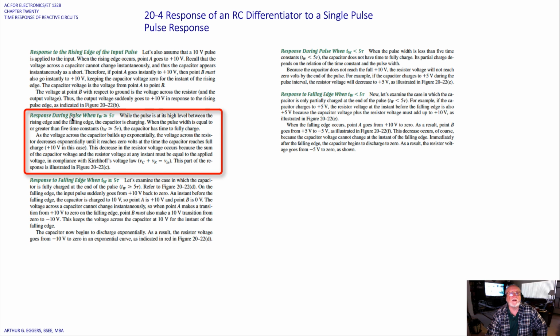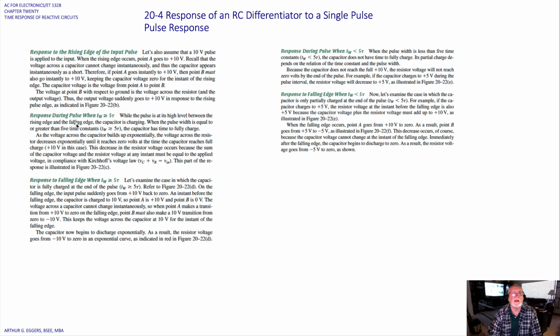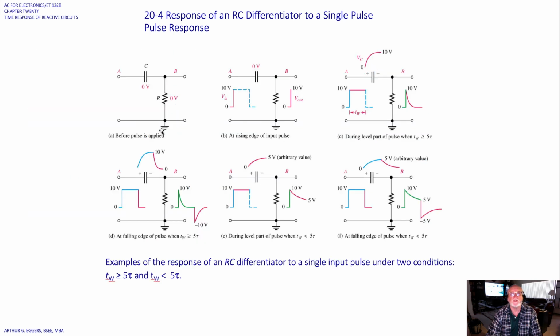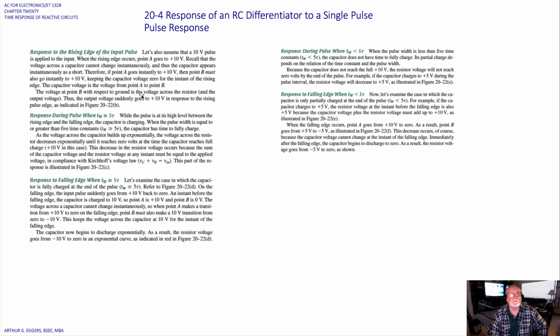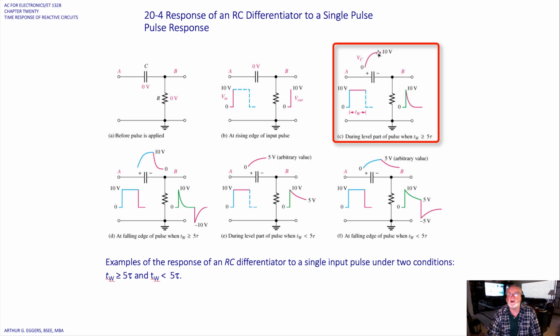The response then during the pulse width, when the width is greater than or equal to 5 time constants, while the pulse is at its high level between the rising edge and the falling edge, the capacitor is charging. So the capacitor here, you can see in C, is taking on a charge exponentially, and we are moving through the pulse width of 5 tau. When the pulse width is equal to or greater than 5 time constants, the capacitor has time to fully charge. Okay, so this is a fully charged capacitor we see here in C.